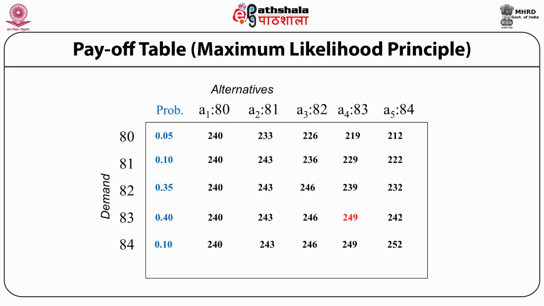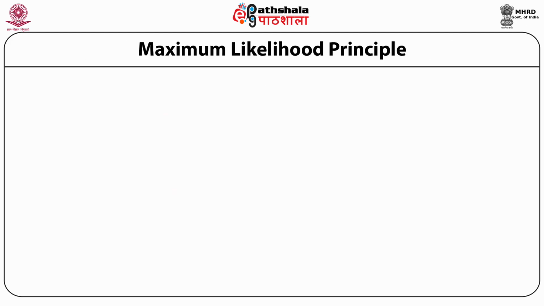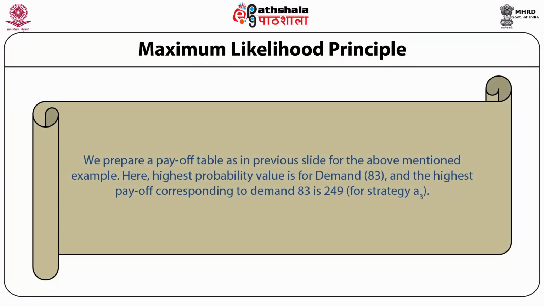So students, it's very easy to understand with the help of this slide that the maximum likelihood principle considers only the highest value of probability, or the most probable occurring outcome. It simply ignores the contribution of the other outcomes in deciding the most suitable alternative course of action. So it may be considered the main drawback of the maximum likelihood principle. Otherwise, this principle is very good as far as the calculation of the best alternative is concerned. It is very easy to solve, very easy to do. Here the highest probability value is for demand 83, so strategy A4 is the best one as per the maximum likelihood principle.